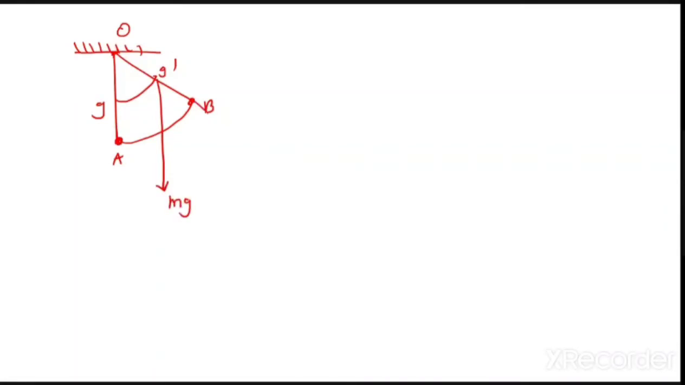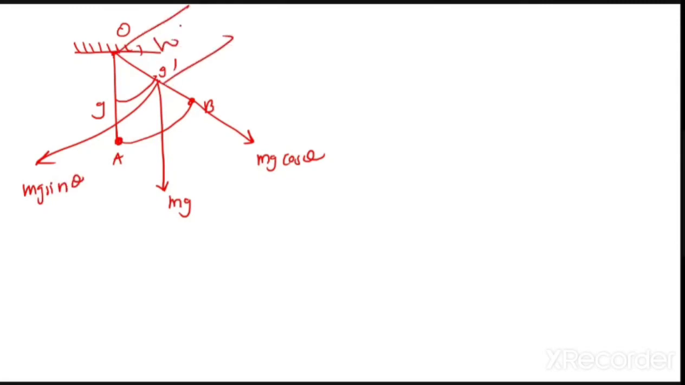Okay. Again same. This is a suspension point O. Okay. Let us say you are moving from A to point B. This is the point O. This is the point, let us say, A. This is a point G. This is a point G dash. Okay. Now let us say this is mg. So what will be this? Mg cos theta. What is this? Mg sin theta. Okay. This distance is h. And this is theta. This is theta.